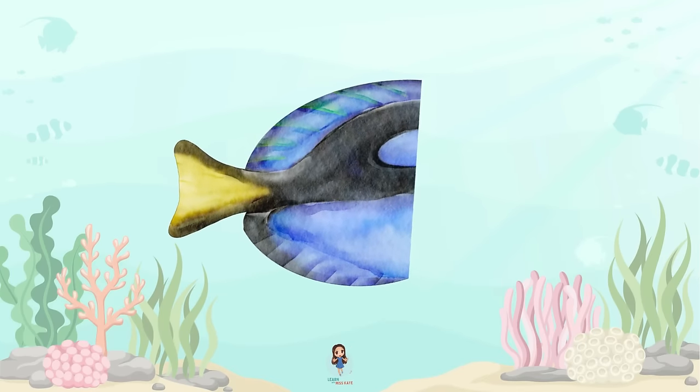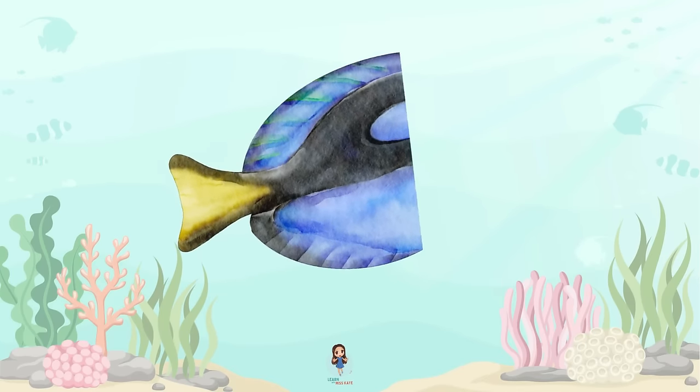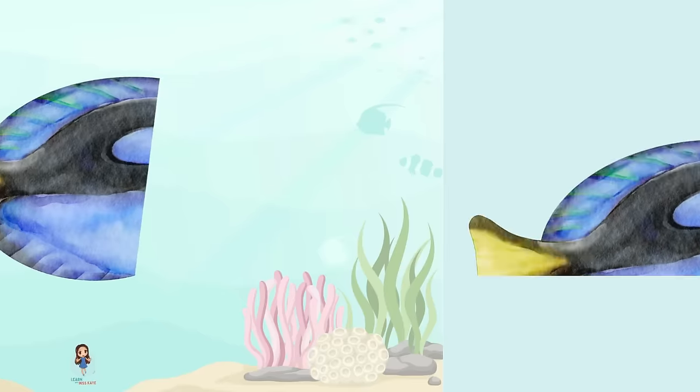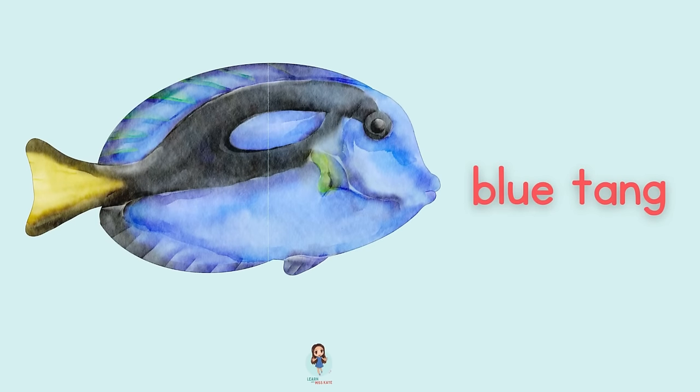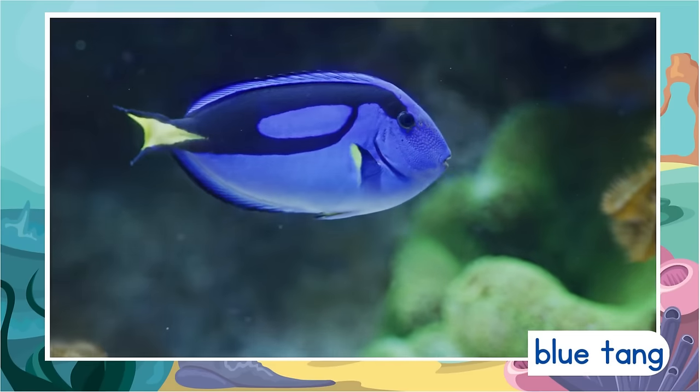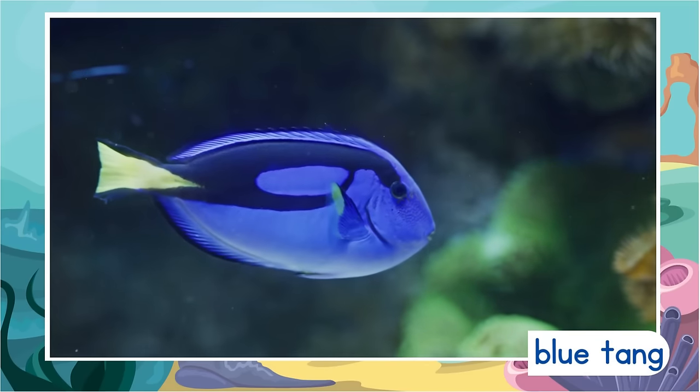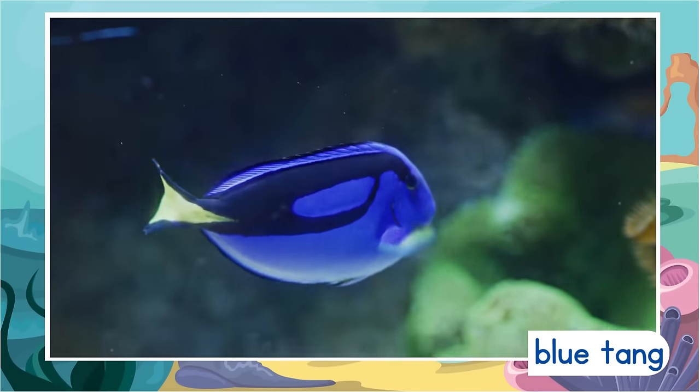Can you guess this animal? Blue tang. This is a blue tang.